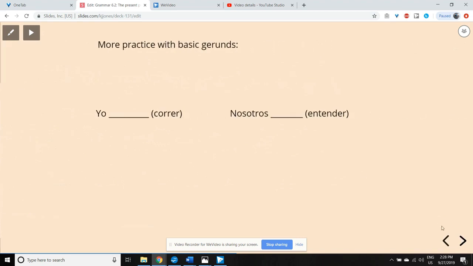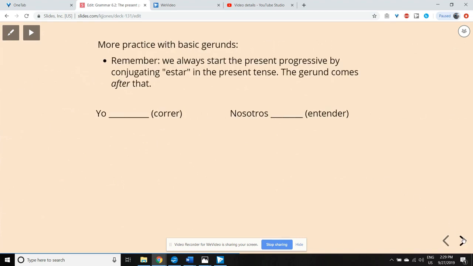Here's our conjugated to be verb, estás, and here is our gerund, pensando. Simple, right? More practice. Again, just a reminder, we always start by conjugating estar in the present tense. The gerund comes afterwards. So let's work with the present progressive using the verb correr. The subject we have here is yo, right? And so we're going to conjugate estar to agree with that first, and that gives us estoy. After that, we're going to make the gerund of correr.